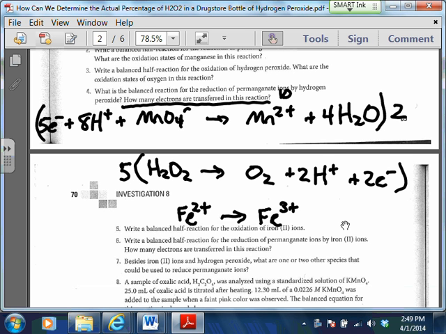All right, so then you're going to do the exact same thing on number 6, except instead of using the H2O2 going to O2 reaction for the oxidation, you're using the Fe2 plus to Fe3 plus for the oxidation. Number 7, besides iron 2 ions and hydrogen peroxide, what are 1 or 2 other species that could be used to reduce permanganate ions? Okay, any ideas there for examples of something we could use besides iron 2 or hydrogen peroxide?